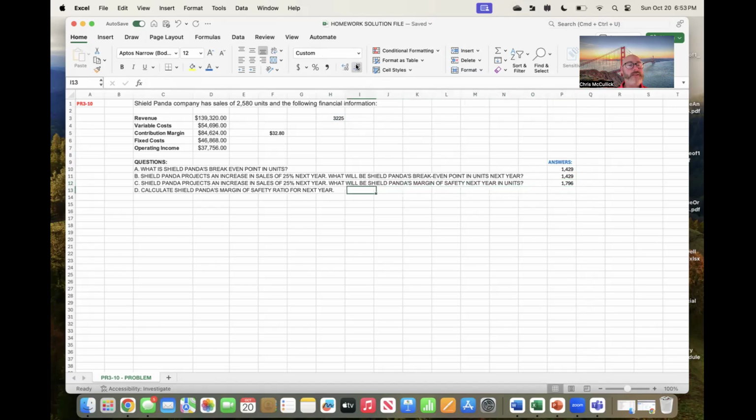Okay, the last part, it says calculate Shield Panda's margin of safety ratio for next year. So if we want a margin of safety ratio, we're going to take our margin of safety and divide by our total amount of units that we expect to sell, this 3,225. And this gives us a percentage of 55.69%. That is our margin of safety ratio.